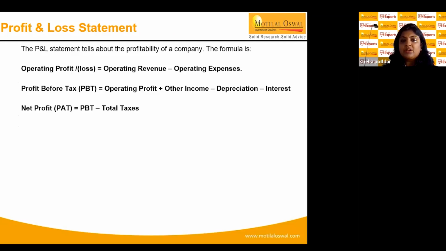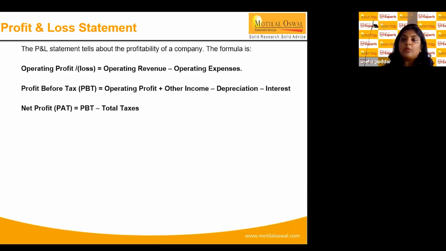Now let me spend some more time on exactly what profit and loss is. In profit and loss, first you'll see the sources of revenue, and there are two forms of revenue. One is the operating revenue, which comes from your core operations. Secondly, there is other income, which comes from non-core activities. At the top we consider the operating revenue, and then we consider the operating expenses.